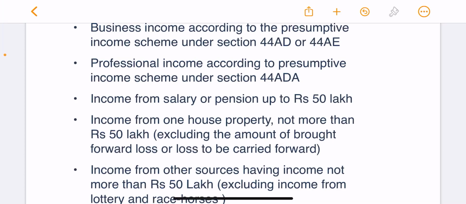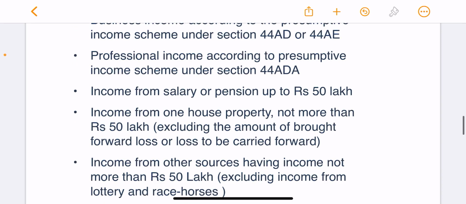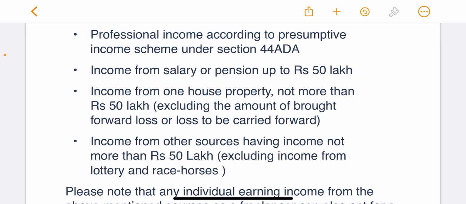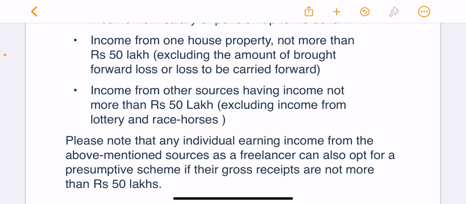You may have professional income still. If you are paying income tax as per the presumptive income scheme, then you are eligible for this. And if your income from salary or pension is up to 50 lakh, then you need to file ITR 4. If your income from salary and pension is more than 50 lakh, you are not eligible for ITR 4. Income from one house property should not be more than 50 lakh, and you should not have brought forward losses. And income from other sources should not be more than 50 lakh, excluding income from lottery and racehorses.